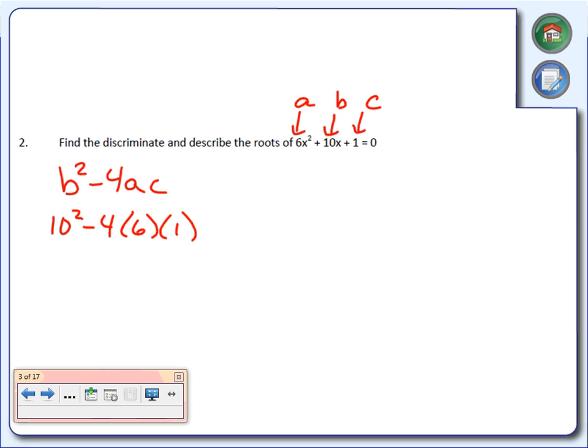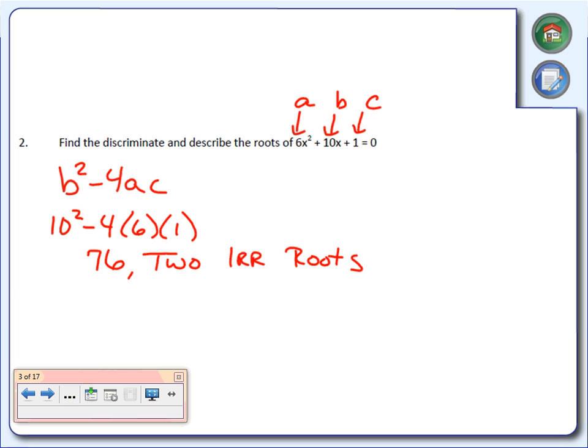Okay, so if we put that in the calculator, what do we end up with? What was the number? 76. So the discriminant is 76. If we come over here and look at the board, 76 is obviously a positive number. The question is, is it a perfect square or not a perfect square? 76, is it a perfect square? No. Therefore, we should have two irrational roots.